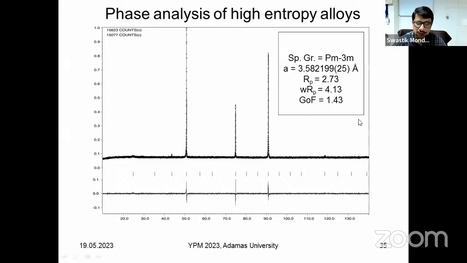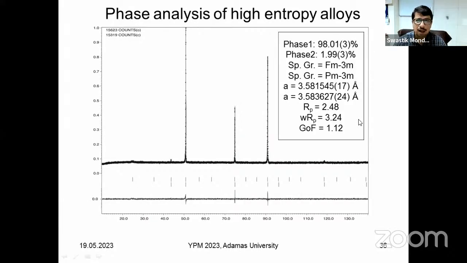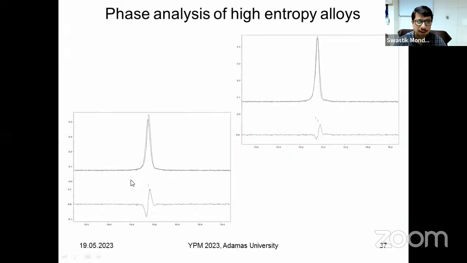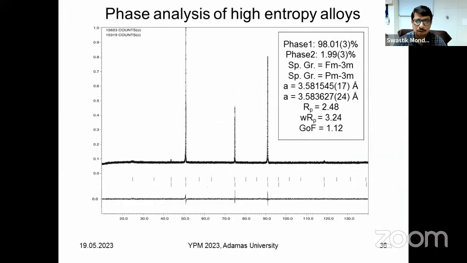So this is Pm-3m. There are two phases, and this peak will be there for one of these phases. With these two phases, we could match: for P, this should be there, and for F, this should not be there. This tiny peak is indicating that this P phase is actually very low in amount.